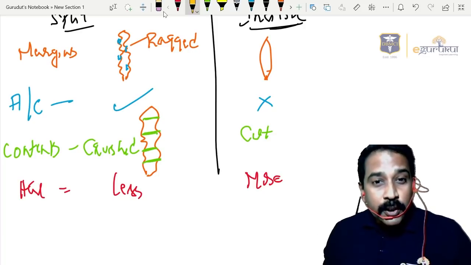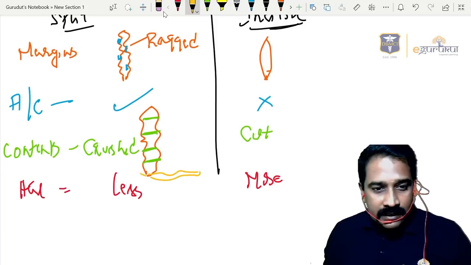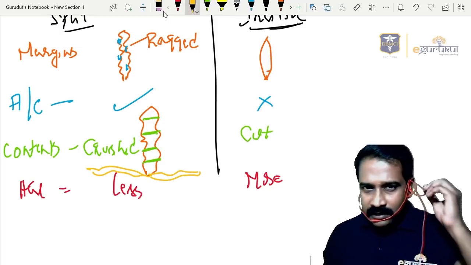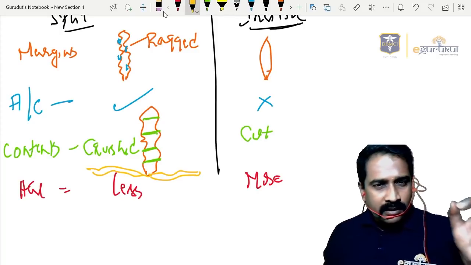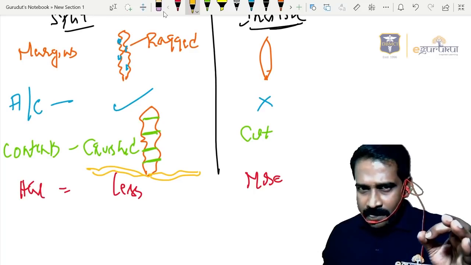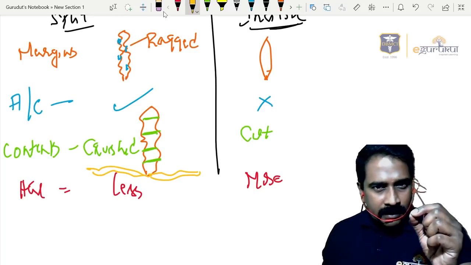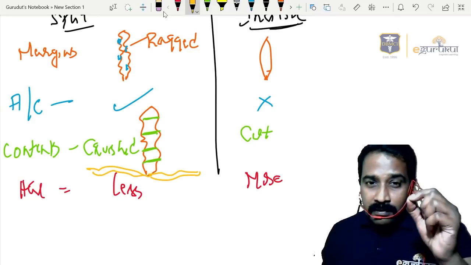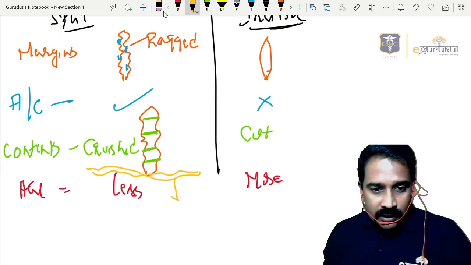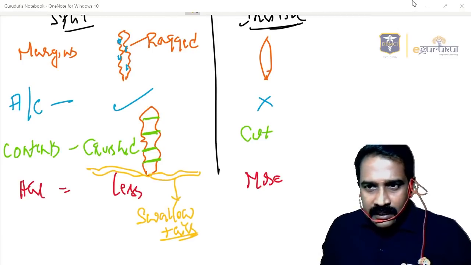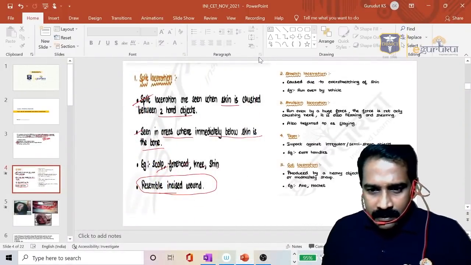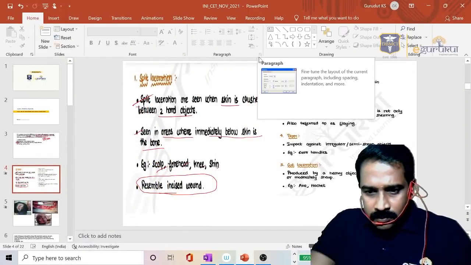In split laceration, you will find swallow tails. So what are swallow tails? You can go back to the theory in the notes, but just briefly, swallow tails are seen when the momentum of impact is very fast. So there will be small lacerations perpendicular to the main laceration from the tips of the laceration. So these are called swallow tails. All these are very important points regarding split laceration and the difference between split laceration and incised wound.